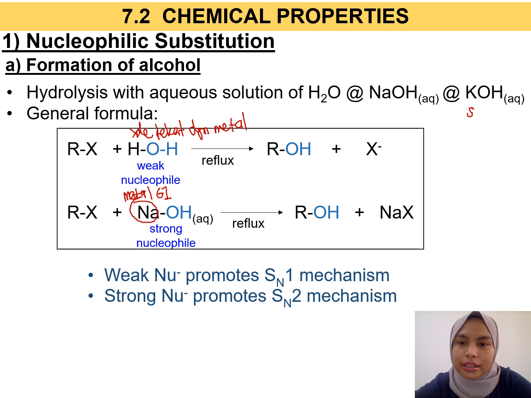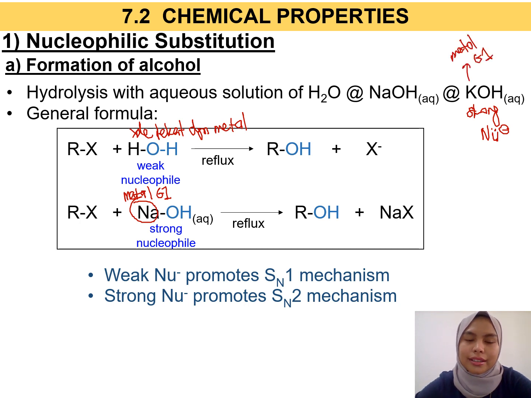KOH is a strong nucleophile. Kenapa dia strong nucleophile? Because K ni ialah metal group 1 kan? So sekarang ni I just want you to get familiarized dengan what type of mechanism yang dia akan undergo. Kalau let's say dia weak nucleophile, dia akan buat SN1 mechanism. Kalau dia strong nucleophile, dia akan buat SN2 mechanism.